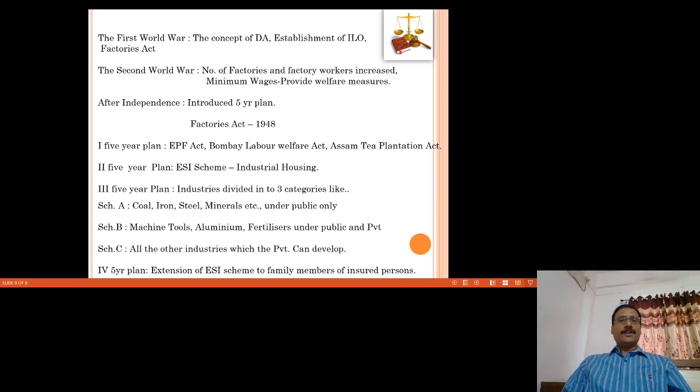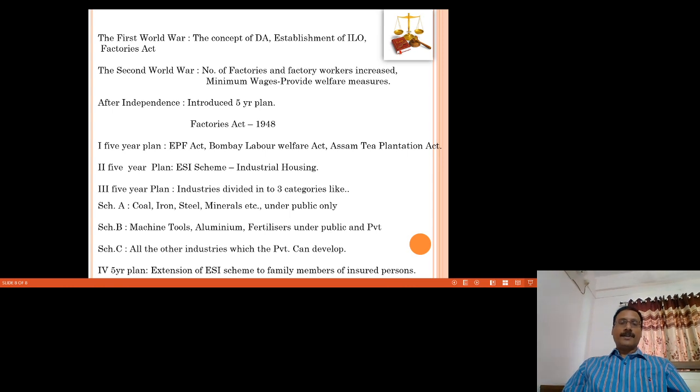The first 5-year plan focused on the Employee Provident Fund Act, where it was made mandatory that all organizations deduct some percentage of amount from the salaries of the employees. It is nothing but making a habit of savings. And the Bombay Labor Welfare Act was introduced. In respective states, the Assam Tea Plantation Act was also introduced, because tea plantations are very high in the Assam state, so that is why they designed the Assam Tea Plantation Act.